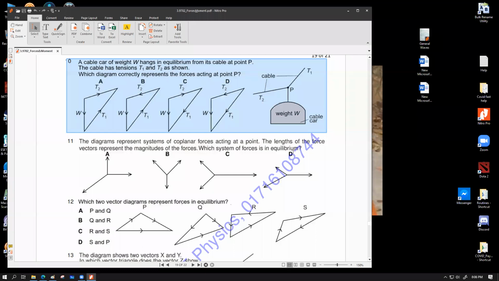The weight of the object is never going to be causing the T2 force to work to the right or towards the junction point. The tensions are always going to work away from the junction points.